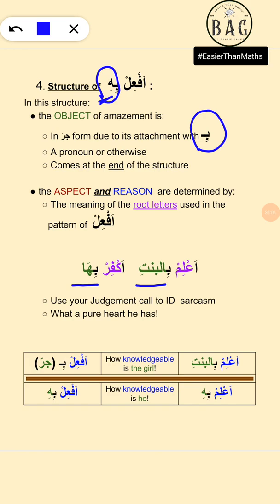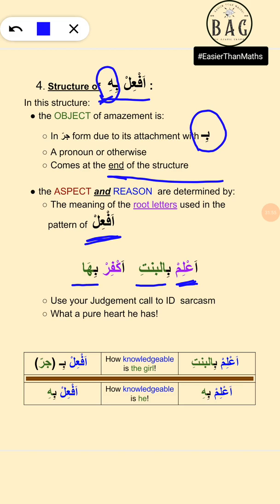All right, the next thing is that the object of amazement is going to come at the end of the structure. We know that. So af'il bihi, and the aspect of reason in this structure are determined by the root letters meanings in the pattern of af'il. Whatever root letters are used in the pattern of af'il, the meaning of those root letters would determine the aspect and reason. So if the root letters once again are ain, lam, mim, then it's going to be alim bil binti. How knowledgeable is the girl? Or akfir biha, it would mean how ungrateful is she, how ungrateful she is.